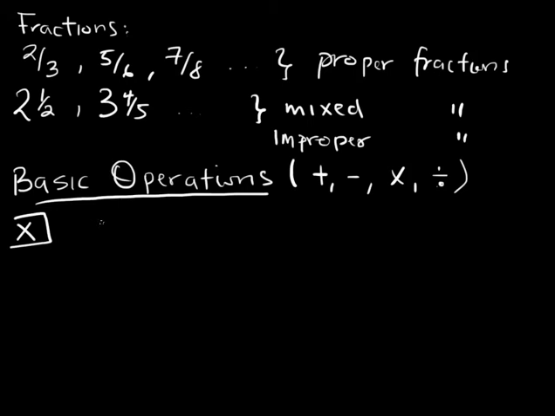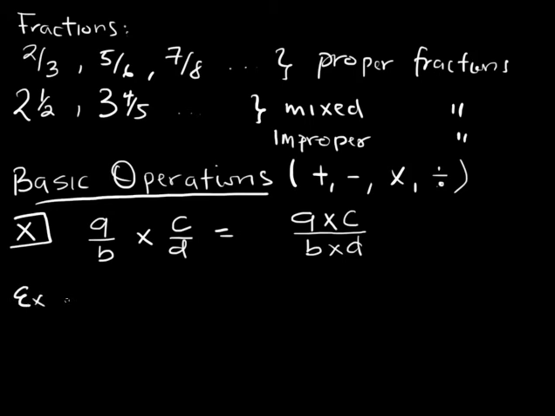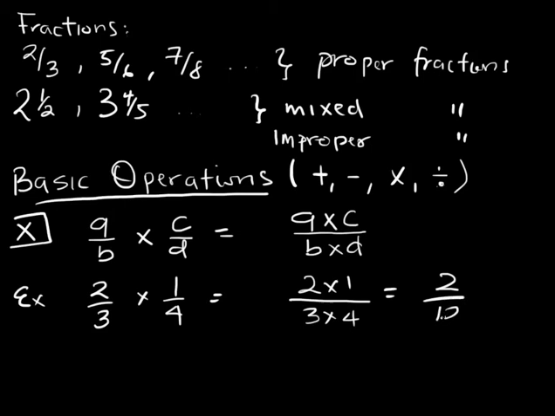The rule for multiplication says if you have A over B multiplied by C over D, you can simply multiply through. It becomes A times C, over B times D, okay? So let's look at an example. An example here becomes 2 over 3, okay, multiplied by 1 over 4. If we use the rule, it's 2 times 1 over 3 times 4. So that's 2 over 12.